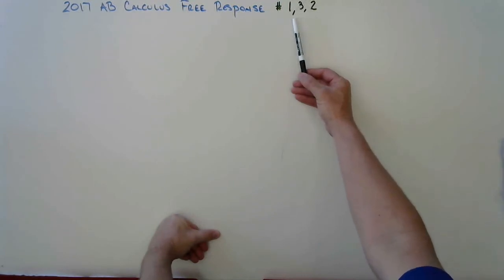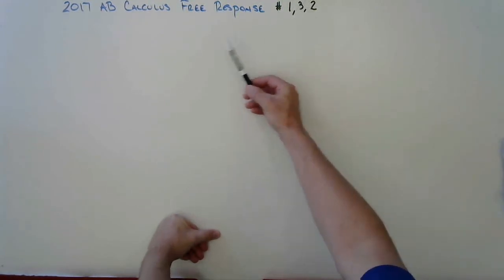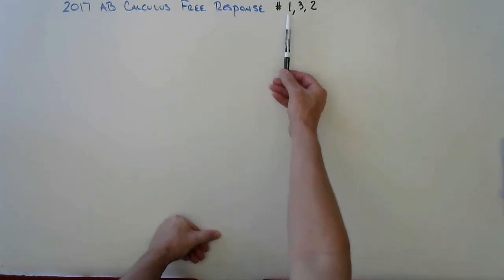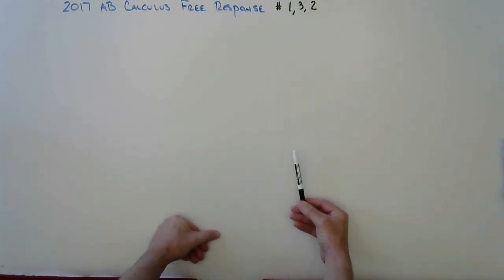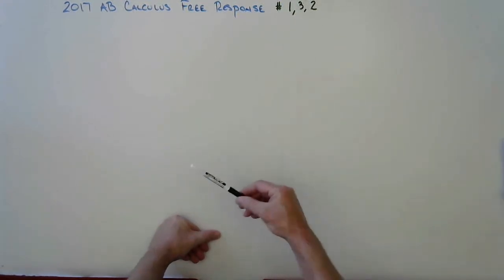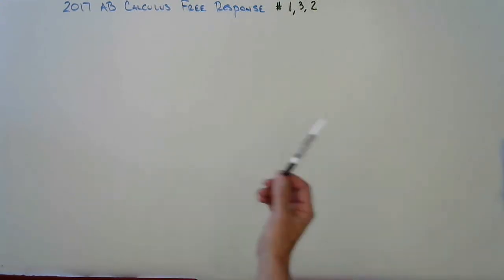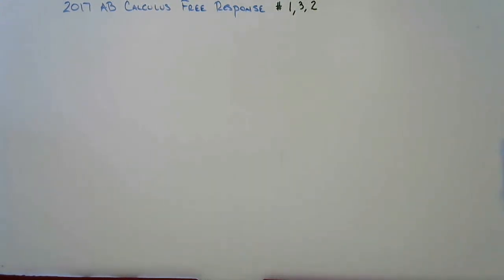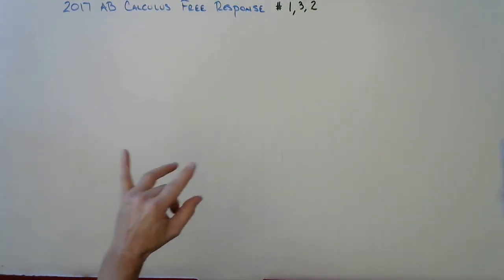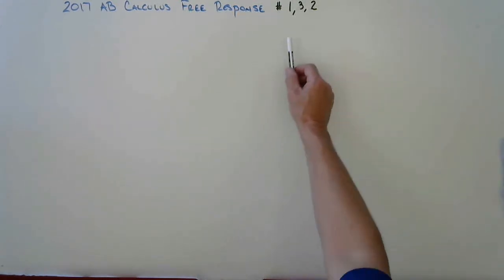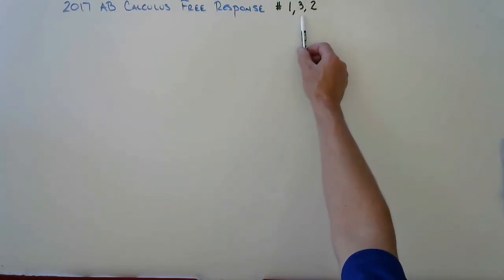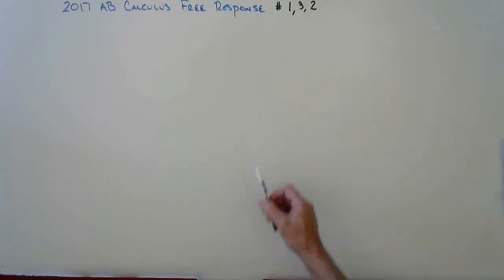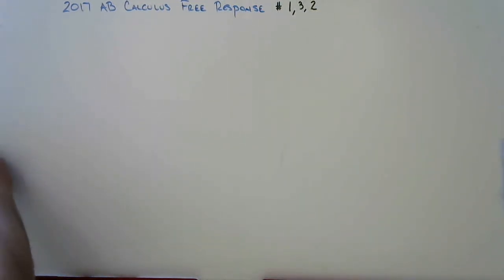So all of you BC students watching this video, you find your problems 1 and 3, and then you'll have to stop this video and go to my 2017 BC Calculus free response question 2 video to get your third question in this set. AB students will do 1 and 3. I'll then wish the BC students farewell, and then I'll do your question number 2. All right? So let's start with question number 1.